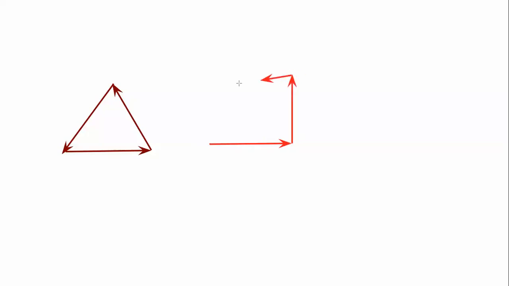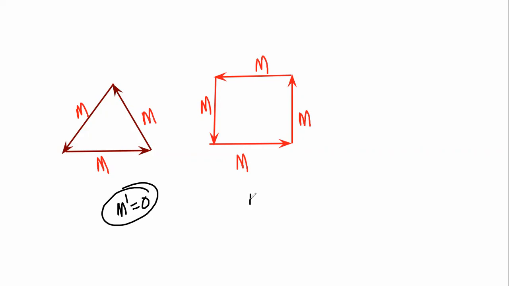When the magnets are connected like this with equal magnetic moments, the resultant magnetic moment will be 0. If these are connected like this, the magnetic moment is M, and M, and M like this. The new magnetic moment M dash is equal to 0.